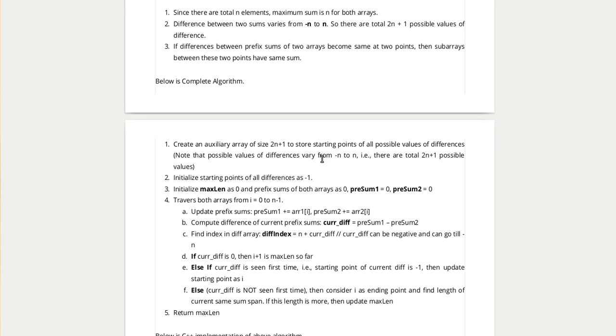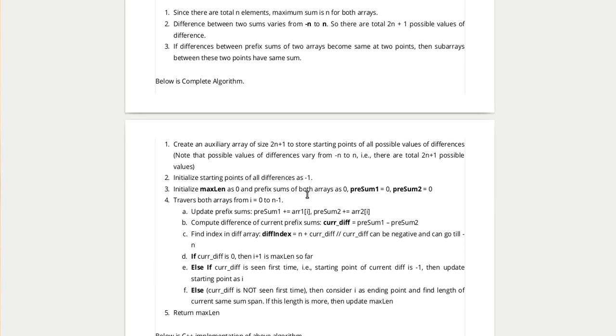So we all know that there are minus n to n possible values, so there are 2n plus 1 possible values, and hence the size of our array is 2n plus 1. Initially we are just initializing all these elements as minus 1, basically to make us know that currently we have not come across this difference.